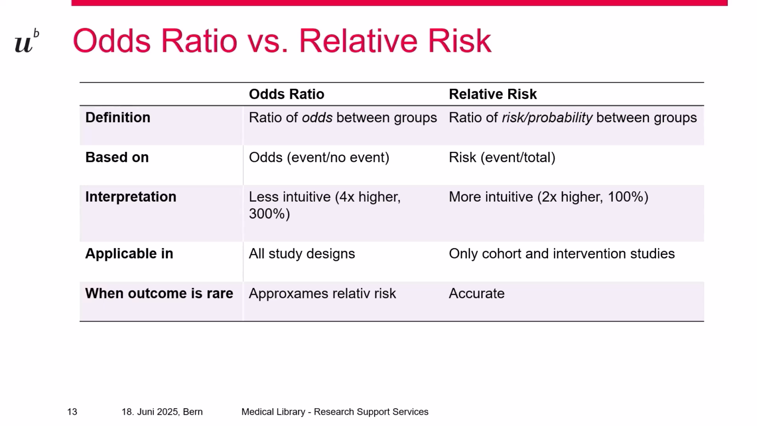That's why. However, relative risk is more accurate when the outcome is rare, and in such cases, the odds ratio can just approximate the relative risk. So this is just an overview.